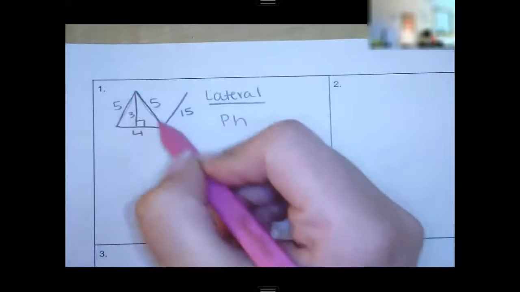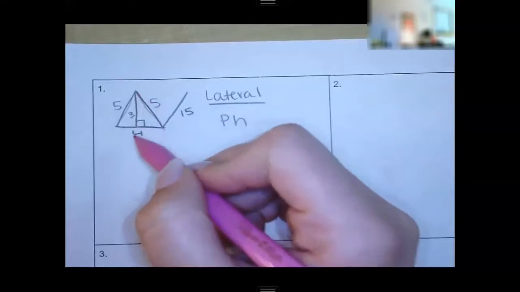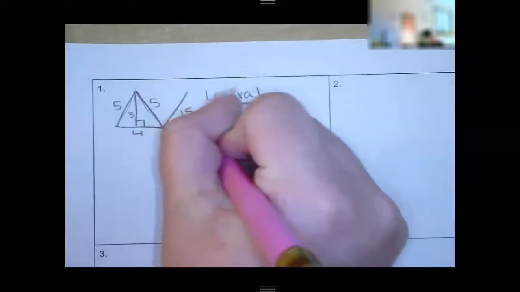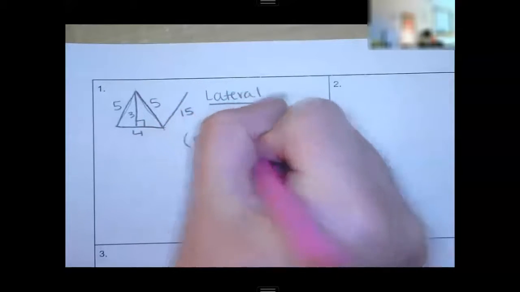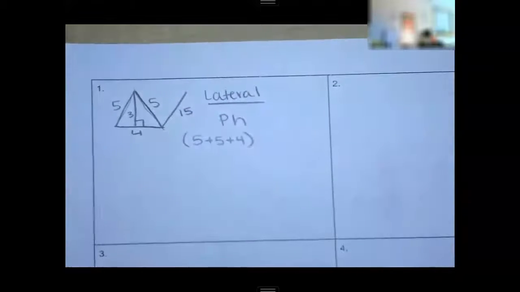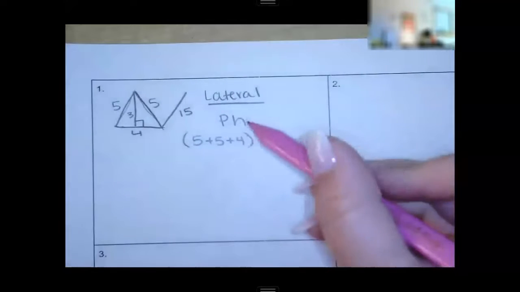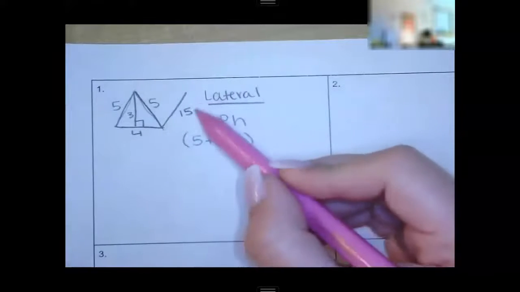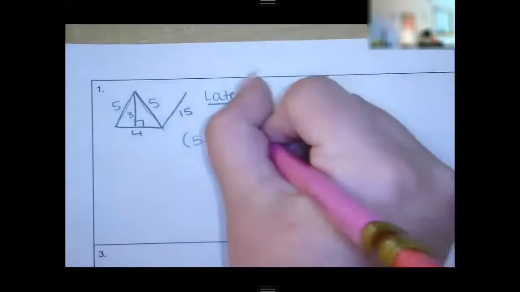Just a reminder, big P stands for perimeter of the base, meaning you're going to add up the outside sides of the triangle only, okay? So this 5, 5, and this 4. Do not use this height in the middle. That is not an outside side, okay? So in parentheses, 5 plus 5 plus 4, close. And then this H right here stands for the height of the prism, which is this 15.